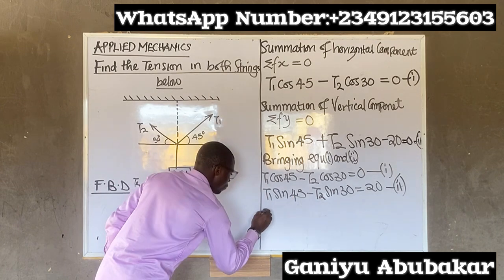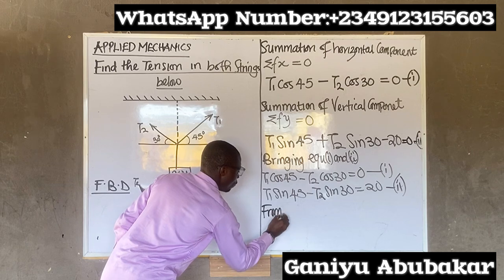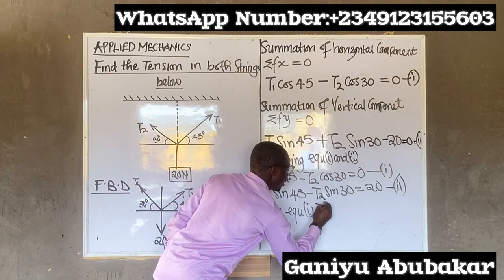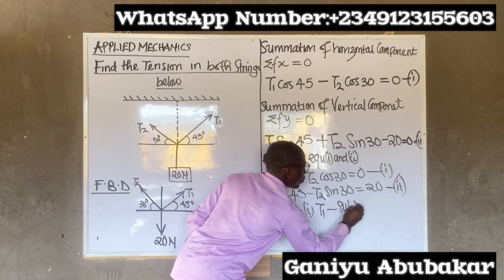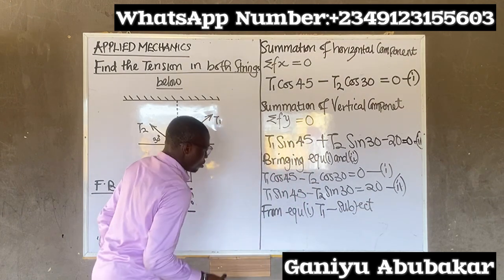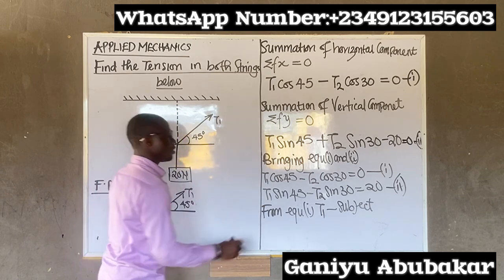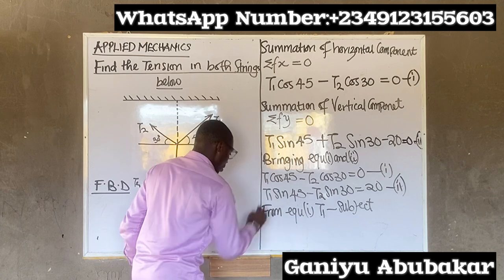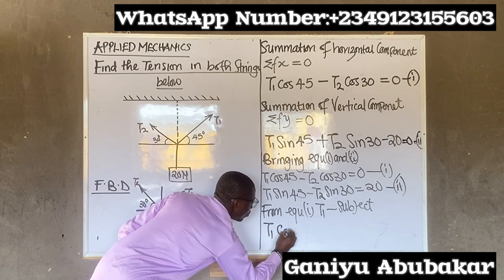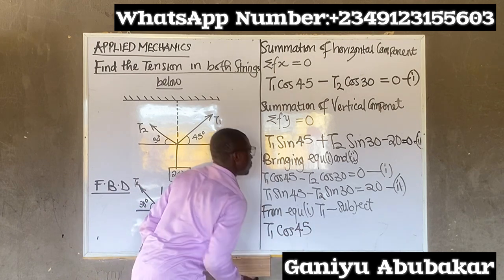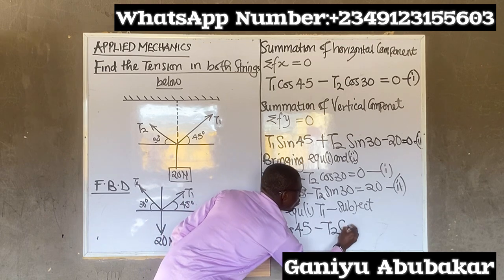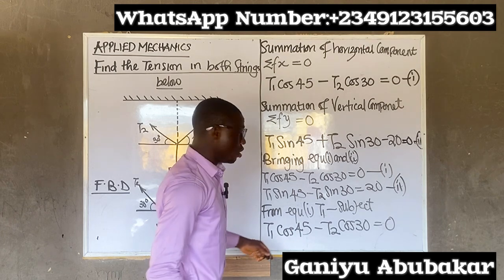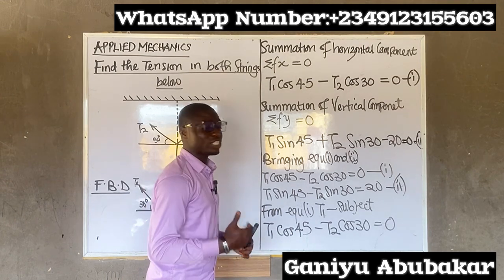So from equation 1, I will make T1 the subject of the formula. It means this T2 cos 30 must go to the other side. Equation 1 gives us T1 cos 45 minus T2 cos 30 equals 0. This is equation 1. Let's try to make T1 the subject of the formula.